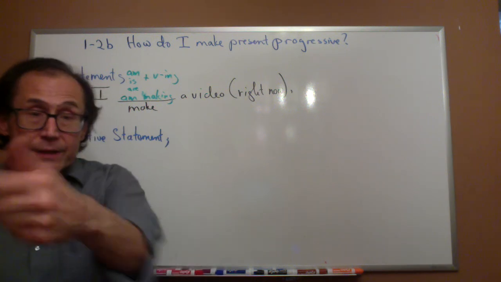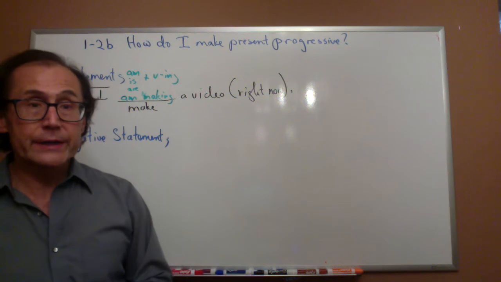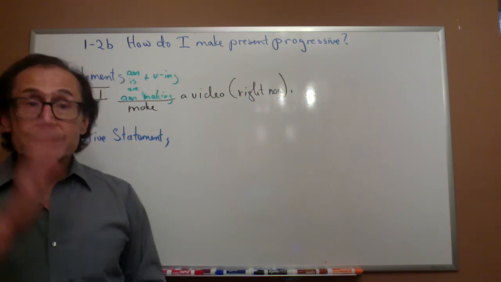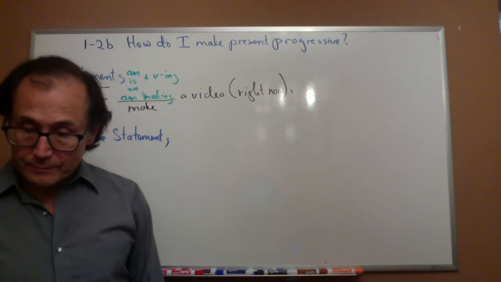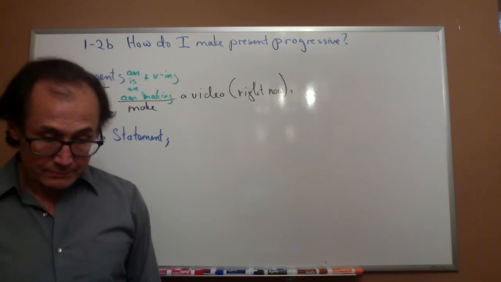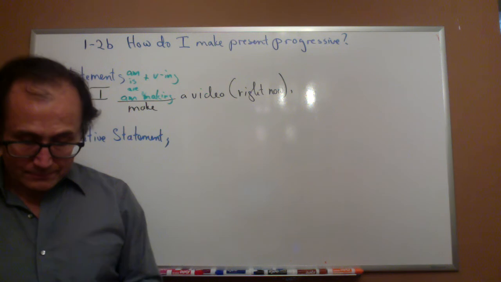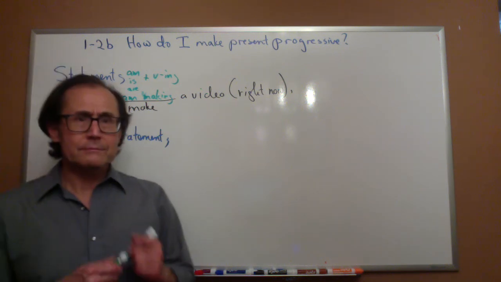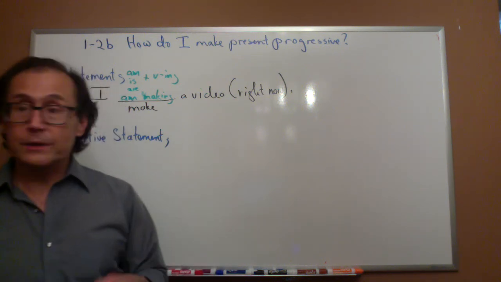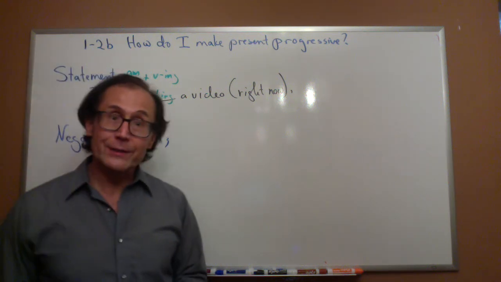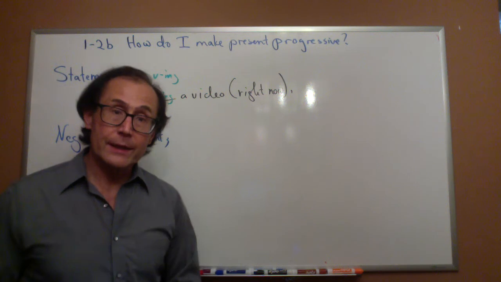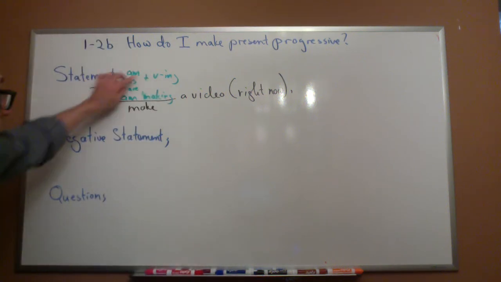You are making a video. John is making a video. She is making a video. John is driving to work. Milton is studying chemistry. So if I want to talk about right now, I'll use am, is, are plus verb ing.